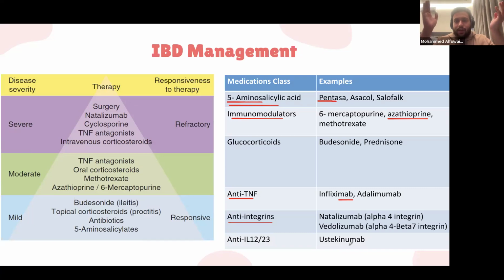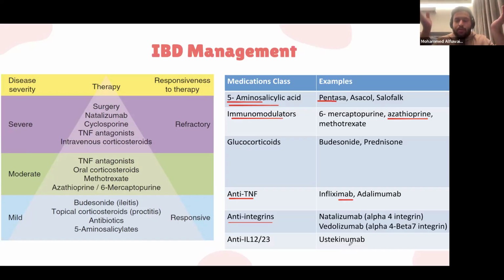Surgery in UC is curative. You do a proctectomy, which is removing the rectum, and that is usually curative. You can do something called a proctocolectomy, where you remove the entire colon and the entire rectum as well, and it's curative. The patient won't have IBD anymore.